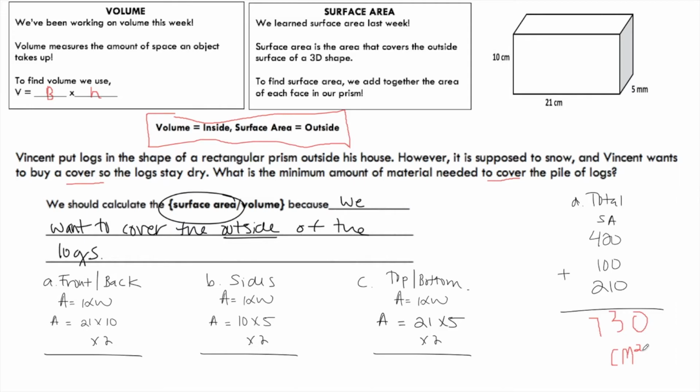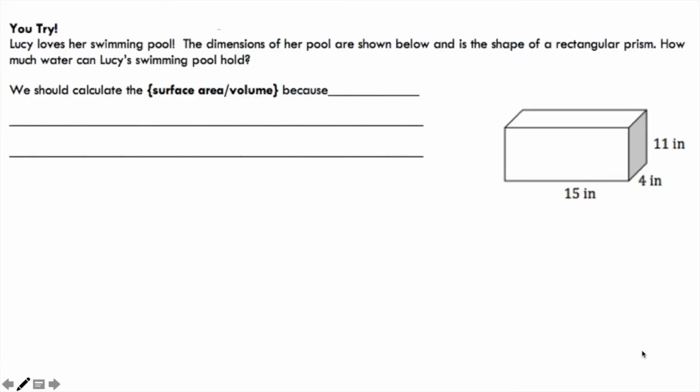All right, now moving on to our second example on this page. So Lucy loves her swimming pool. The dimensions of her pool are shown below and is the shape of a rectangular prism. How much water can Lucy's swimming pool hold? So there's another key word here that I see that's going to help us a lot. Take a couple seconds, see if you can find the key word that's going to help us figure out if we should calculate surface area or volume.